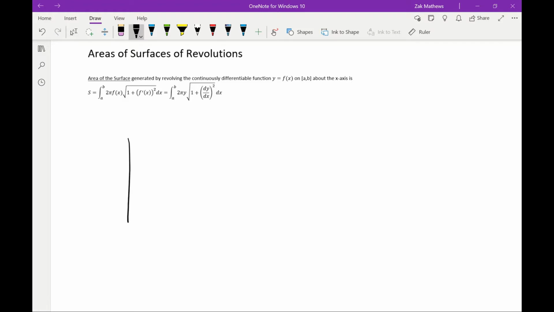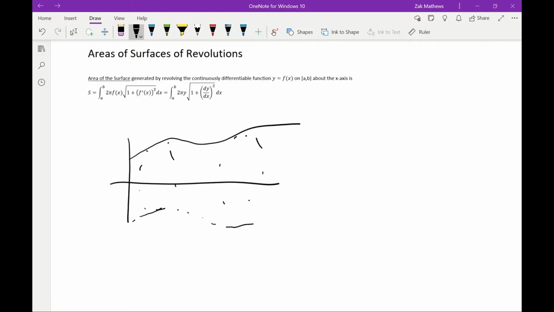Let's say that we have some sort of continuous, differentiable function, and I'm going to rotate that about the x-axis. Down here, once we rotate it, we'd have that same sort of picture. They would be parallel in every respect. So if I were to take this thing and look at that shape, that is the shape that we're getting as we revolve it. That is the exterior of that shape.